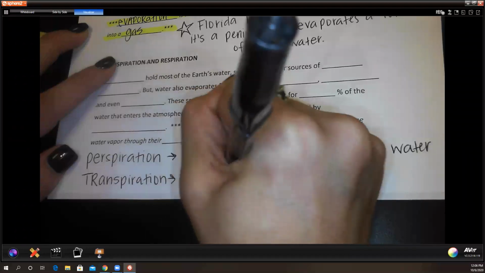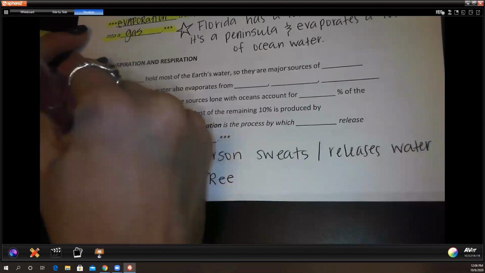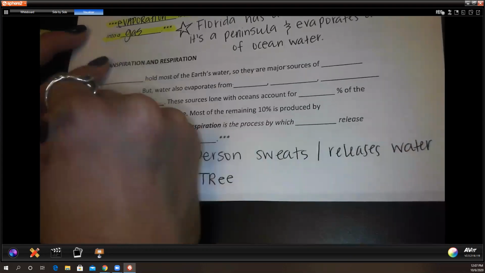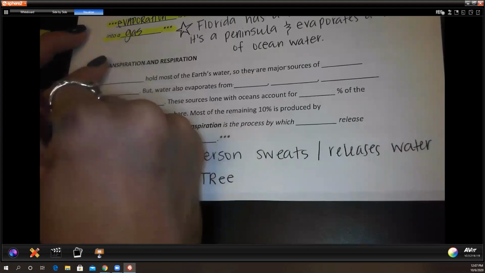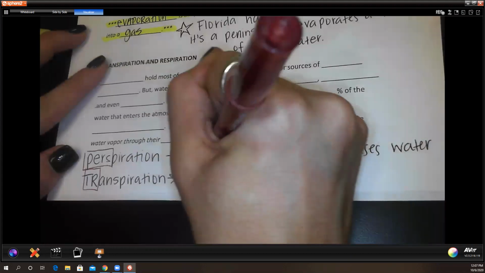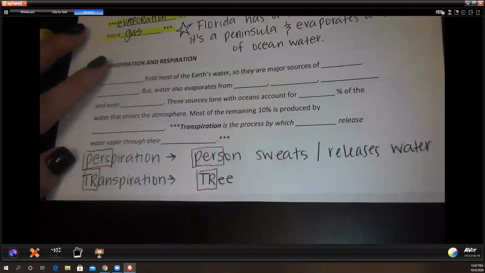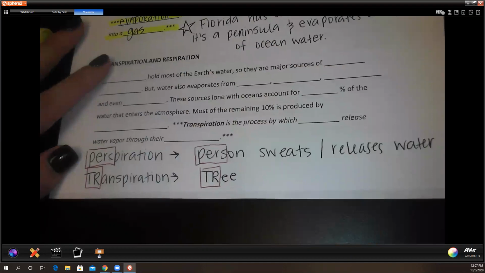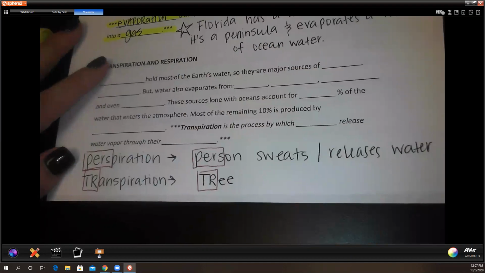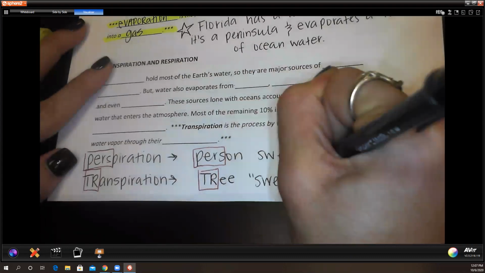Miss Burley, I have a question. Yes. Is sweat just water? It's water and salt. And trees don't actually sweat, guys, but I was just trying to get you to understand that when we release water from our skin, that's called perspiration. When trees release water through their leaves, it's called transpiration. So it's a way to help you remember what that means.